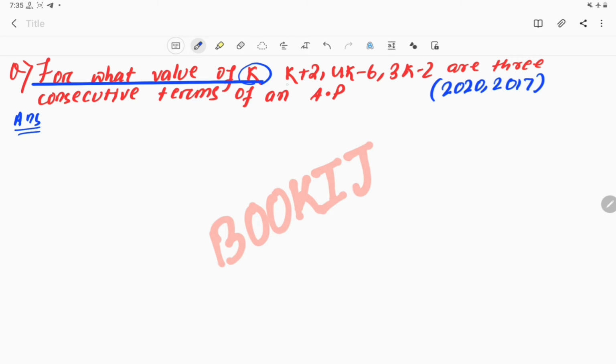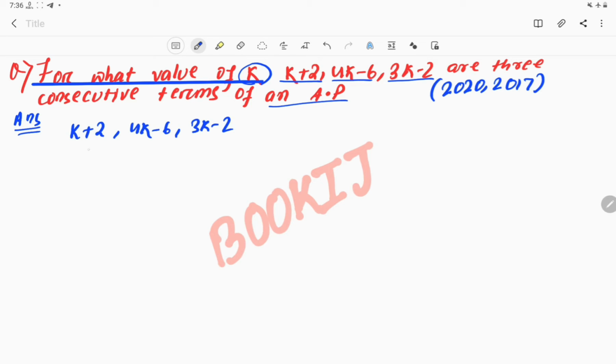The terms. What are the terms? Now one is k plus 2, another is 4k minus 6, another 3k minus 2. So all the three terms are consecutive and in AP. So as it is given, the three terms k plus 2, 4k minus 6 and 3k minus 2 are in AP.